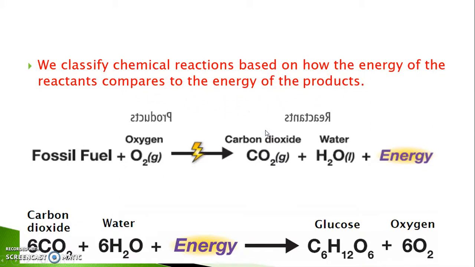So let's talk about what reactants and products are. If you are on the left side of the equation, those are reactants. The right side are the products. So for this first equation, we have fossil fuels, which are kind of like coal, oil, natural gas, plus your oxygen will make carbon dioxide, water, and energy. So these are your products over here.